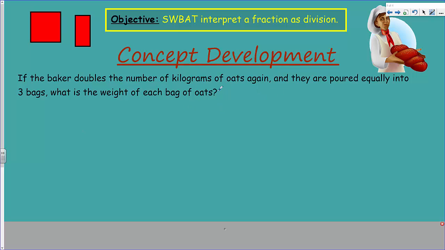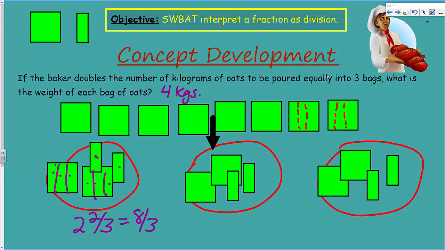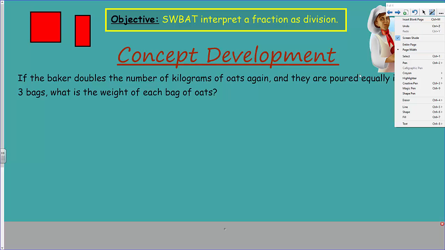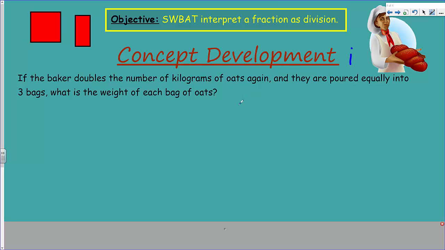Oh, wait. Okay. I see what it's asking. Oh, I see how it's different. If the baker doubles the number of kilograms of oats again, keyword again. See, the last one, it didn't have that. It just doubles the number of kilograms of oats to be poured equally. If you look here, it's like we're going to do it again. So that means that 8's going to turn into number 16.